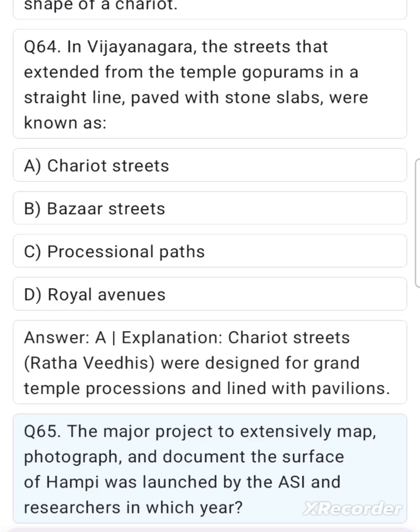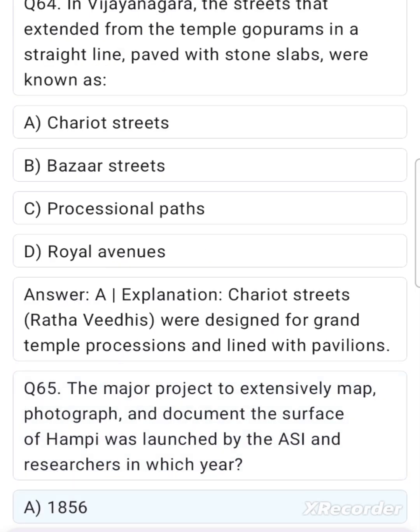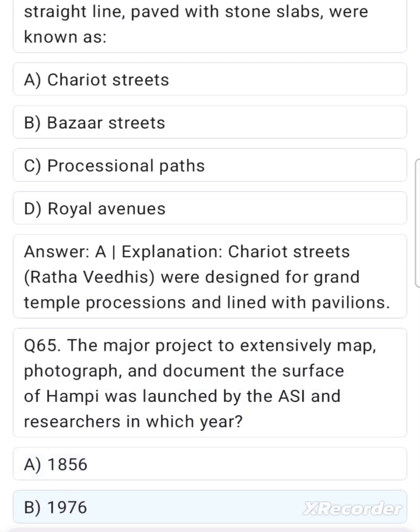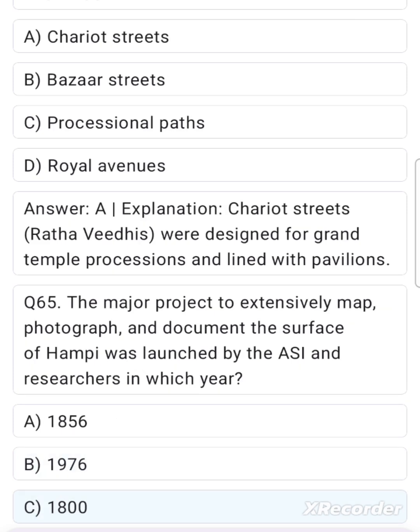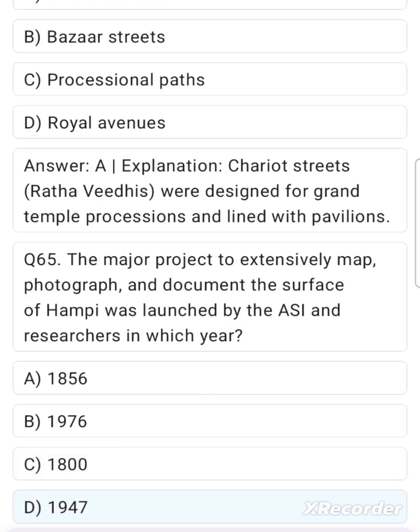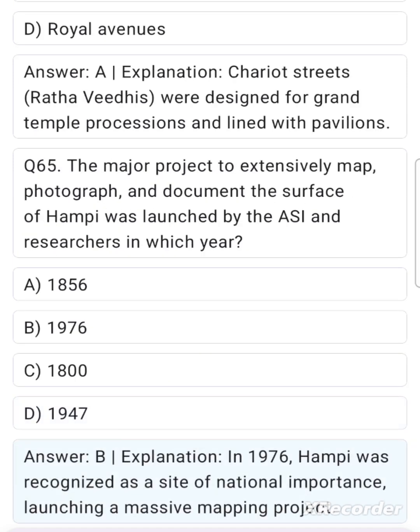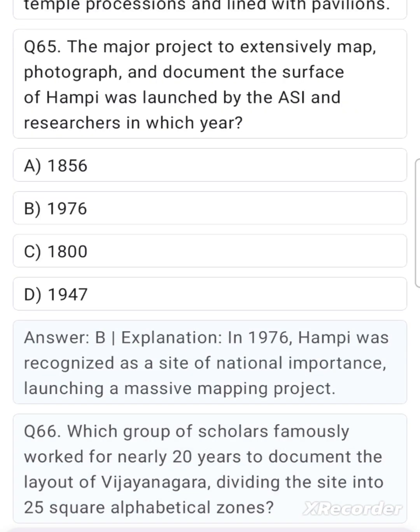Q65. The major project to extensively map, photograph, and document the surface of Hampi was launched by researchers in which year? A. 1856. B. 1976. C. 1800. D. 1947. Answer. B. Explanation. In 1976, Hampi was recognized as a site of national importance, launching a massive mapping project.